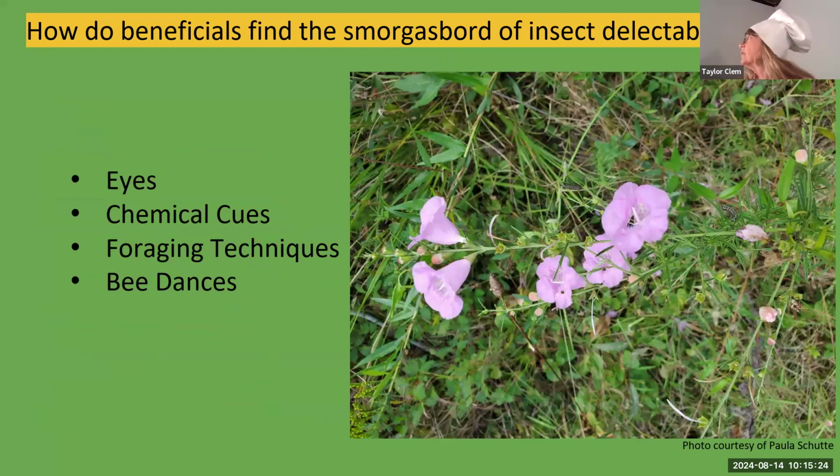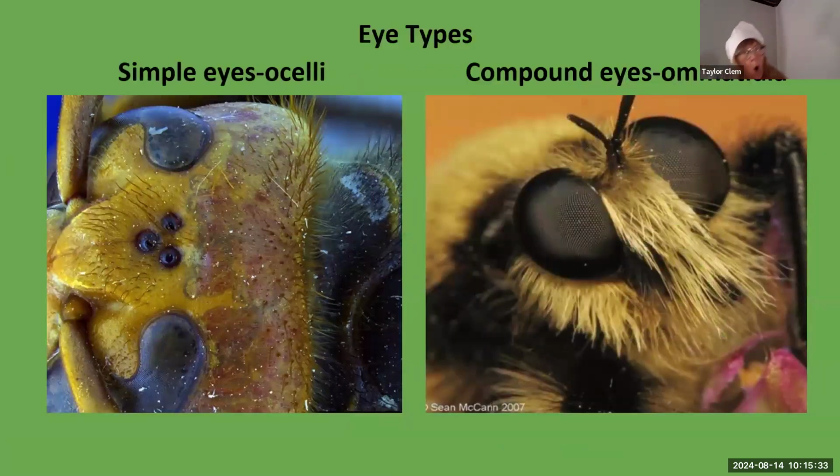So how do beneficiaries find their smorgasbord of insect delectables? Well, they use their eyes, chemical cues, foraging techniques, and bee dances. Eyes, bro, you can't get it any bigger than that.